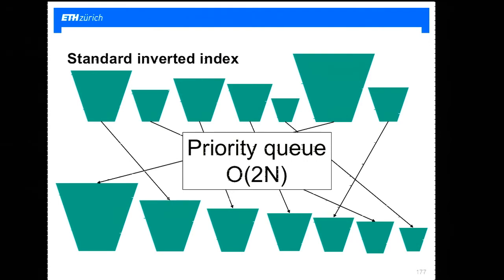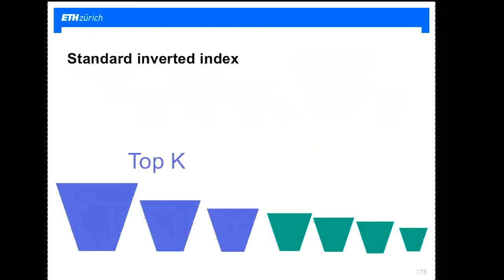So you can use a priority queue with a heap, and then in linear time, get this sorted. And then all you need to do is take the top k, so the top 10, for example, if you're Google, and then display them to the user. And that's it. And we are done, right? We have performed information retrieval ranking.